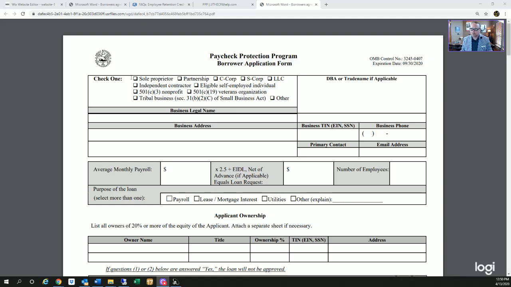Independent contractor would be somebody that hasn't filed a Schedule C, but they've gotten a 1099-MISC that has their income on it. An eligible self-employed individual would be somebody that is getting a K1 and it's subject to self-employment tax. That means they don't have a Schedule C, they don't have 1099s, they have a K1, and they have a Schedule SE that shows that they're self-employed.